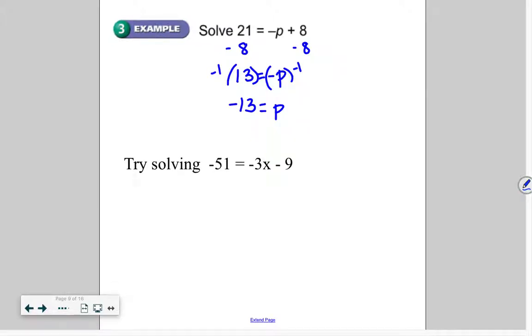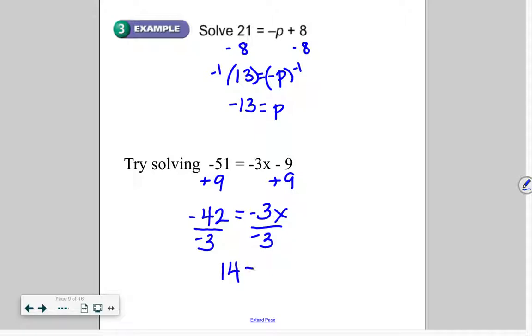In this one, plus 9. So what is a negative 51 plus 9 positives? Negative 42 equals negative 3x. So negative divided by negative is a positive. Dividing both sides by negative 3. 42 divided by 3 is 14. So that one's easy to get tricked on, especially if you called this 59 and didn't pay attention to a negative being added to a positive there. So any questions on solving two-step equations?